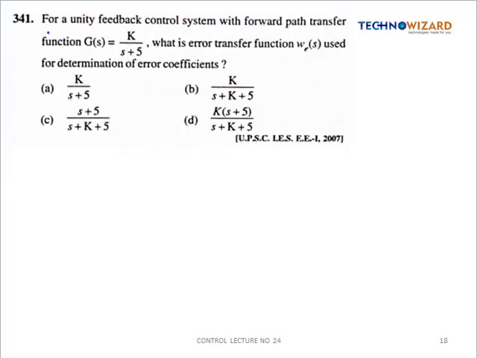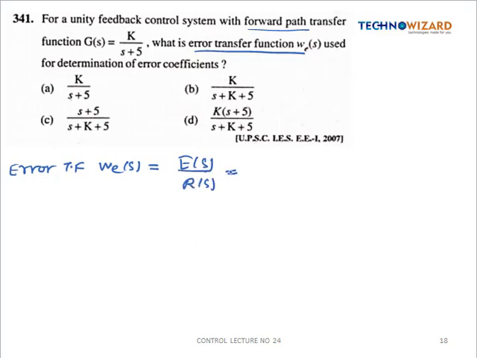Next question is, for a unity feedback control system with a forward path transfer function g of s equal to k by s plus 5, what is the error transfer function We of s used for the determination of error constant? So the error transfer function, which is denoted by We of s, is given by error divided by input r of s, which is 1 by 1 plus g of s into h of s.